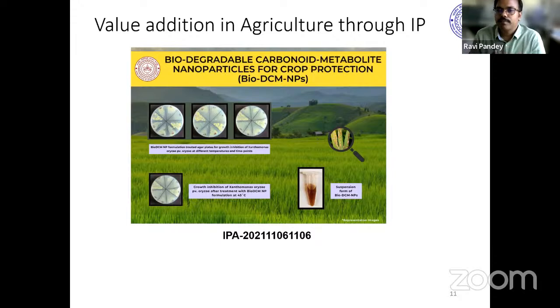What I have in front of my screen is a biodegradable carbonide metabolite nanoparticle, which has been explicitly developed to prevent this type of pathogenic spread in the paddy fields. Now, this process is kind of novel. It may look obvious to a few people, but it is not the case.